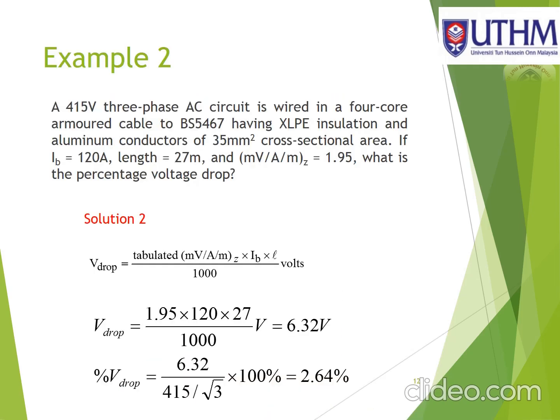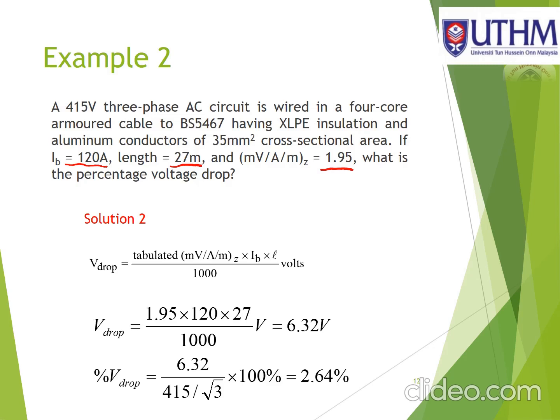Okay, next we go to example number 2. A 415 V 3-phase AC circuit is wired in a 4-core armored cable to BS5467 having XLPE insulation and aluminium conductor of 35 mm squared cross-sectional area. Given IB is equal to 120 A and length is 27 m, and the mV/A/m Z is 1.95. What is the percentage of voltage drop?